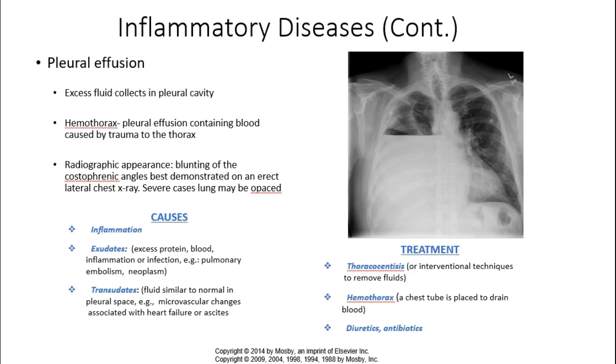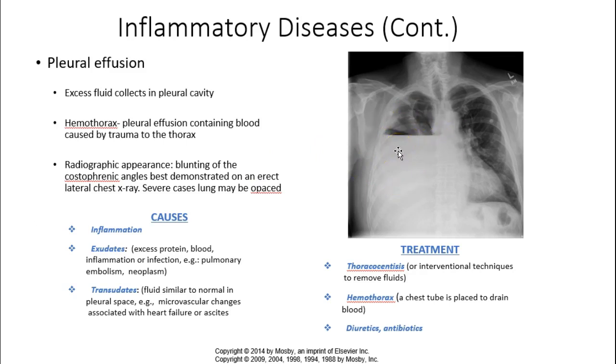Pleural effusion is an excessive fluid collection in the pleural cavity. So the fluid, as you can see here, this is fluid. You can see the fluid lines, the air-fluid line. It's straight across, so we know that that's fluid in there. A hemothorax is pleural effusion containing blood, typically from trauma or surgery. And we'll have blunting of the costophrenic angles on an erect or lateral chest, and it may displace the lung completely. So we're pretty close to displacing the lung completely.